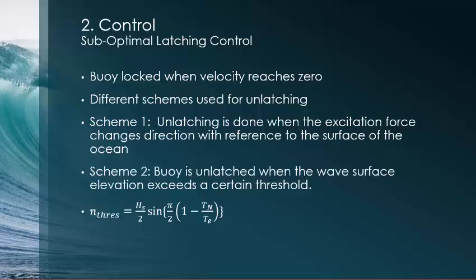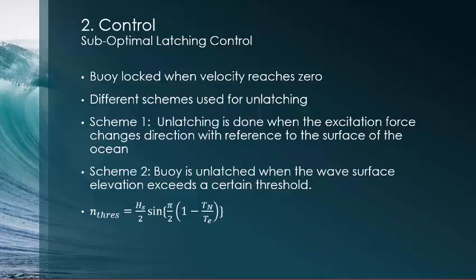in the same direction. Scheme 2 tells us that the buoy is unlatched when the wave surface elevation exceeds a certain threshold. And this threshold is given by this formula. If we compare the two schemes, Scheme 1 is more efficient but extremely difficult to implement. We can use Scheme 1 for simulations and Scheme 2 for implementations.